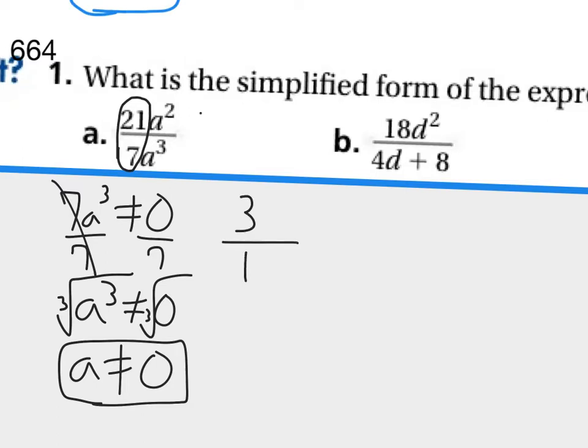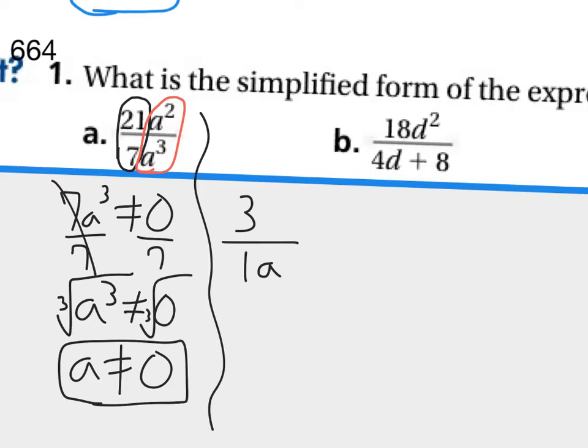And that would be 3 over 1, or you can just cancel and say there's just a 3 in the numerator and the denominator. It just cancels out. And then with the variables, a squared and a cubed, those both have a squared in common. So where do we have more a's? We have more a's in the denominator. How many more factors of a do we have? We have one more factor of a.